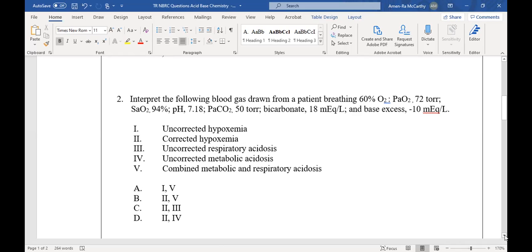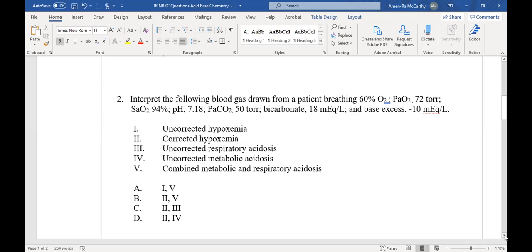What's the answer? I'm talking about down at the bottom. What's the only choice you could choose? A, the only one with 1 in it. So you know it's uncorrected hypoxemia, right? I know it's uncorrected hypoxemia because it's 60%. So when I look at it, the only choice down there that has that in there is A. The rest of them don't even include 1. And if they don't include 1, they can't be right. So it's got to be 1 and 5.